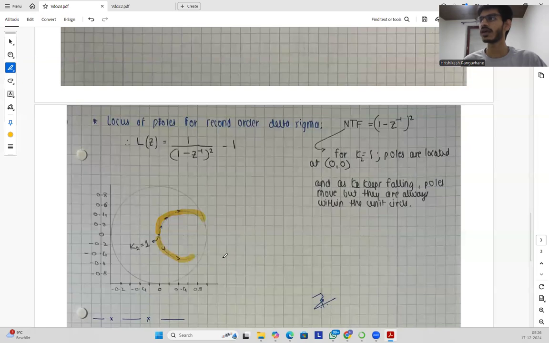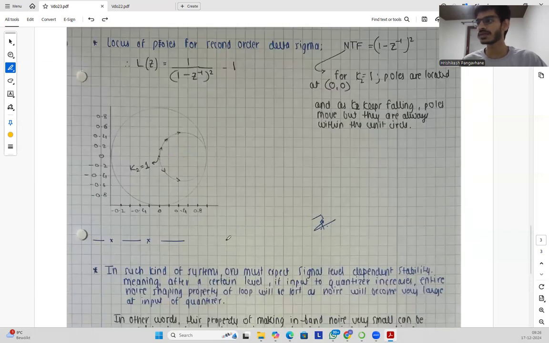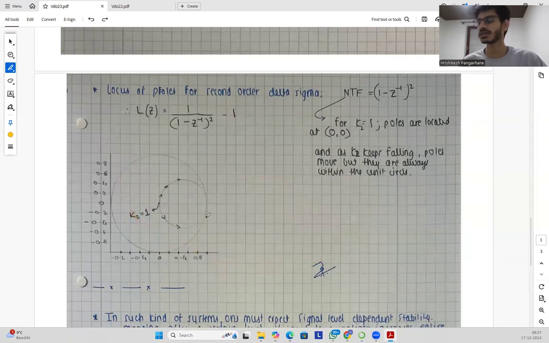But in the second order delta sigma case, as K2 keeps falling, the poles move, but they are always within the unit circle. And this is somewhat similar to the analogy in continuous or analog circuits, where we have biquads, second order functions where the poles always lie in the negative half plane. So this is for second order systems.